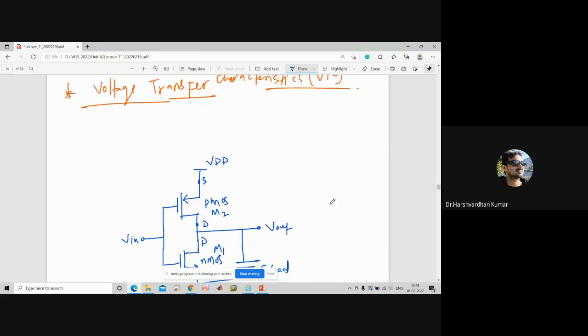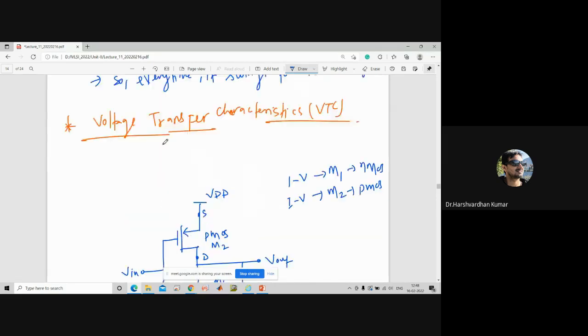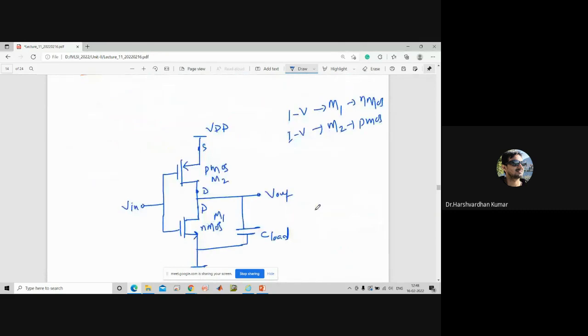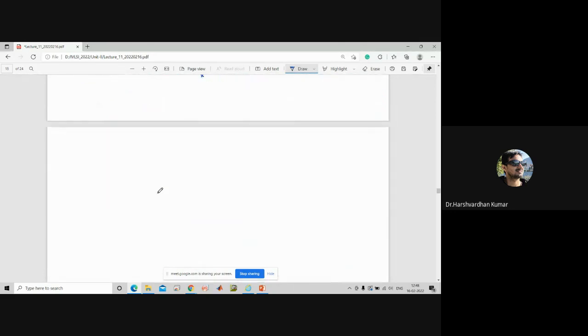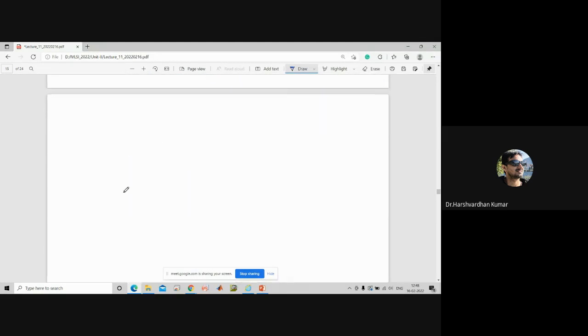Now if we know the IV characteristics of, let us say, M1, that is M1 means NMOS, and the output characteristics of that, that is the IV characteristics of M2, then we can draw the voltage transfer characteristics. How we can plot, I will let you know. So let us discuss the governing equations for the above inverter. Governing equations for the CMOS inverter.